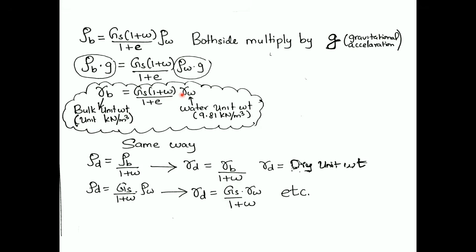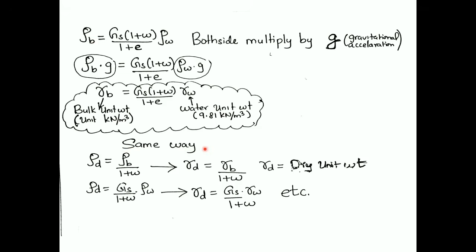Generally, this is the water unit weight, 9.81 kilonewton per meter cube or 9810 Newton per meter cube. So gamma w is in kilonewton per meter cube and gamma b is in kilonewton per meter cube. In the rho equation, rho w is 1000 kilogram per meter cube, with unit kilogram per meter cube. Sometimes rho w is 1 gram per centimeter cube, then the unit is gram per centimeter cube. We will see this later in an example.